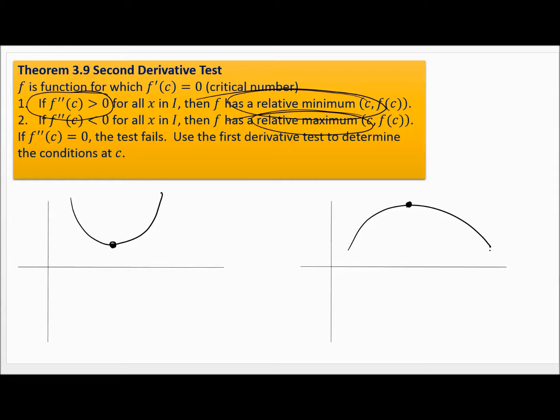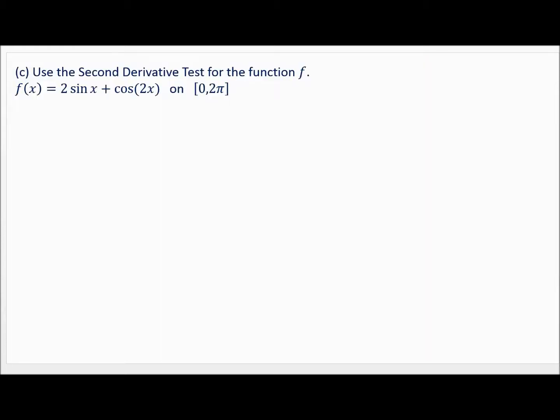So let's do a problem where we use the second derivative test. It says use the second derivative test for the function f of x equals 2 sine of x plus cosine of 2x. Recognize that, it's a double angle, right? On 0 to 2 pi. Notice this time, like I was supposed to, I gave you an interval for the trig function because we can't look over the whole real number line. Most of these trig functions oscillate forever, and so you would have maximums and minimums all day long.